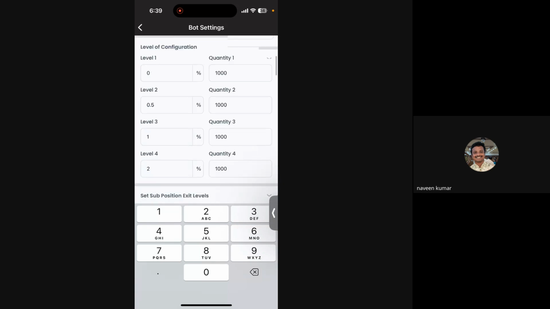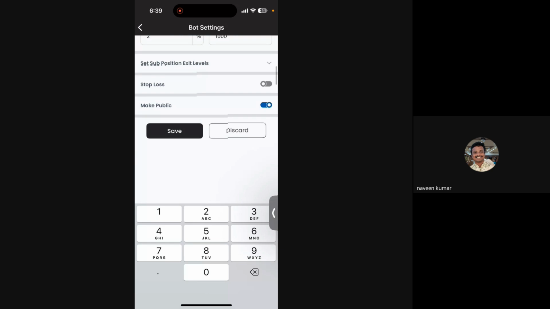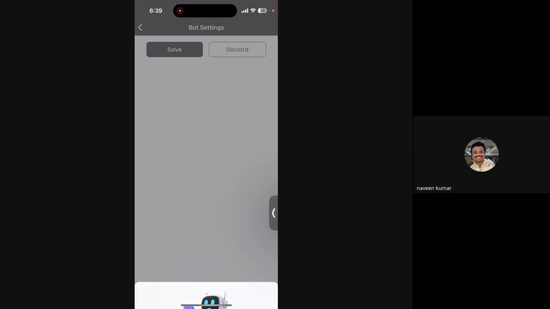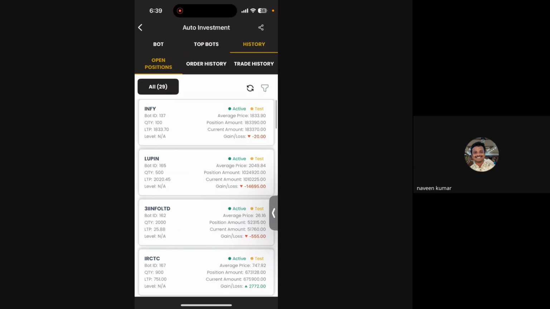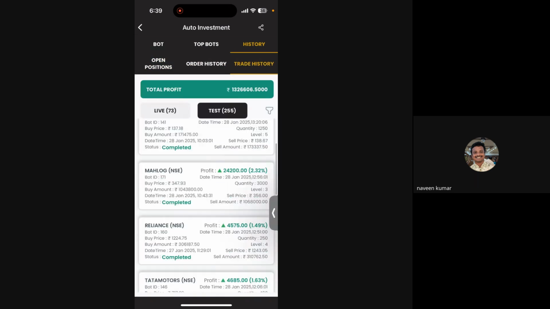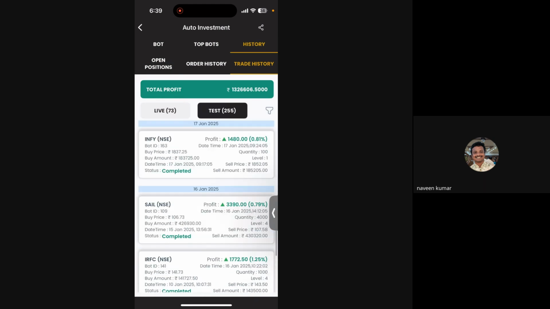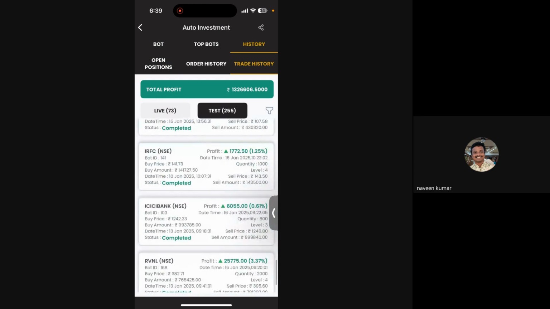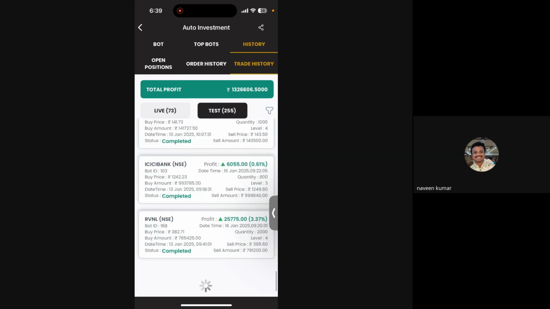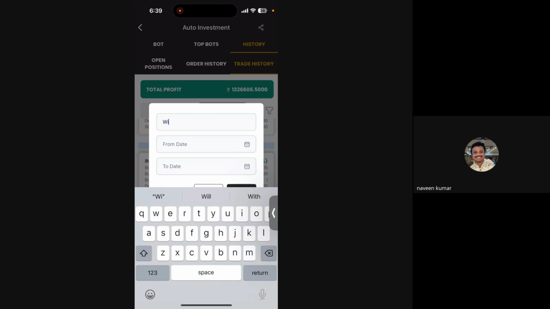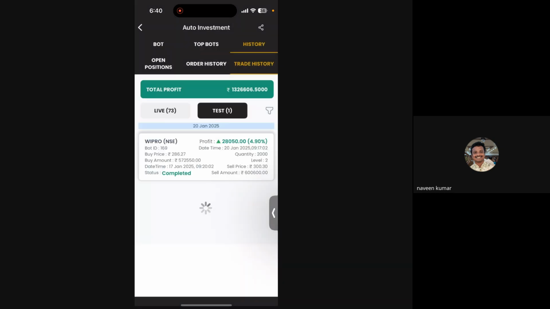Okay, this was a simple bot. And I just save this even though I have kept 1% here. You can just come and see here the Wipro stock was in a profit of around 4%, which I have already shared. Where is it? Yeah, Wipro. You can just filter it here, apply.